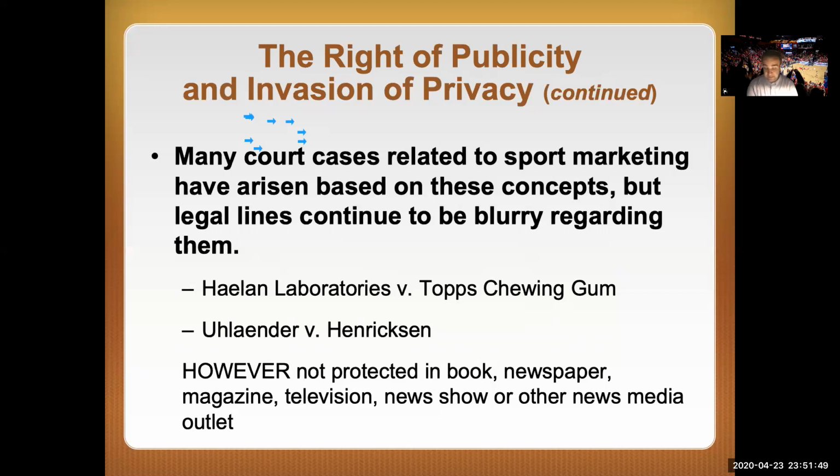Highland Laboratories versus Topps Chewing Gum, a dispute over the right to market trading cards of professional baseball players. Ulander versus Hendrickson, where the court enjoined the maker of a table game from using MLB players' names without their consent because the players had a proprietary interest in their names, likenesses, and accomplishments. However, where it gets blurry is that the court has said that invasion of privacy is not protected in a book, newspaper, magazine, television news show, or other news media outlet.